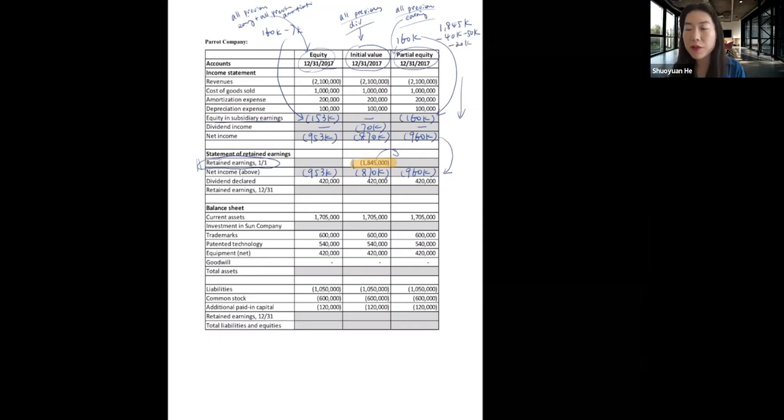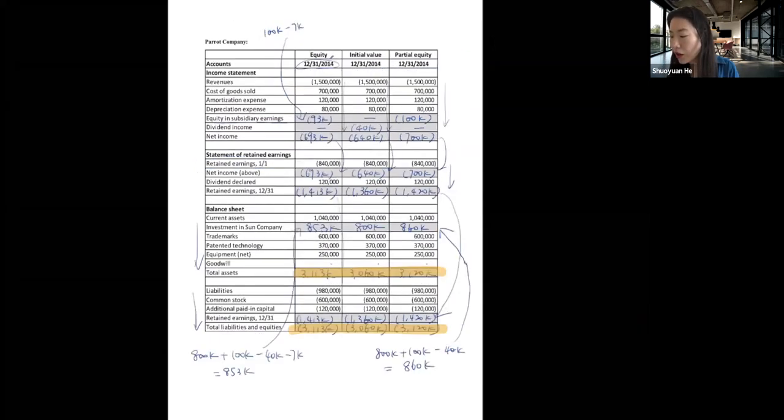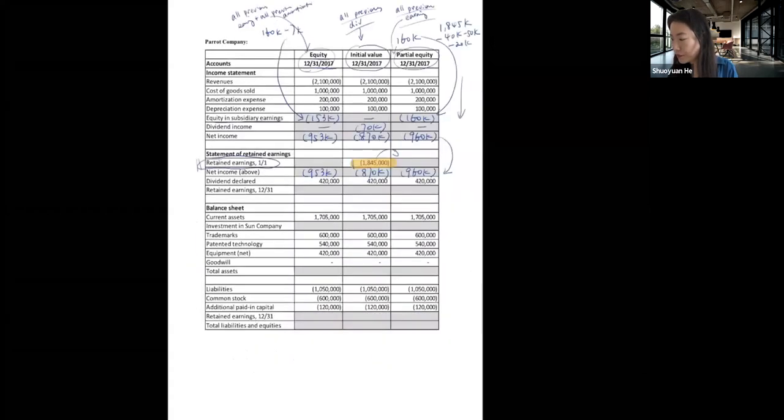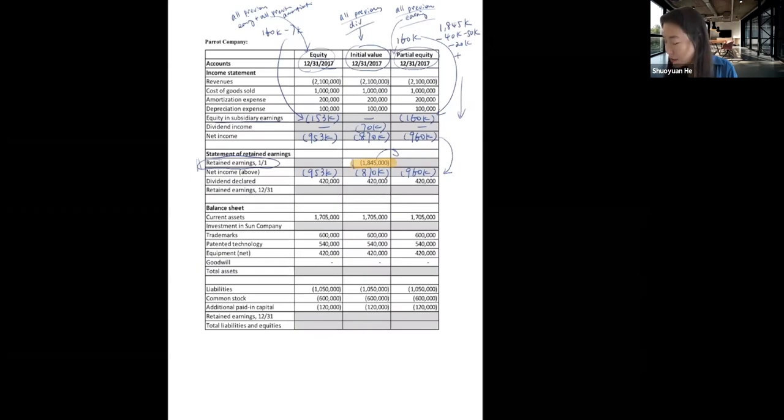We first take out all of the previous years' dividends. And then what we need to do is to add all of the previous years' income. So we need to add this 100,000, 140,000, and 90,000. So add 100,000, add 140,000, and then add 90,000. And this will give you 2,065,000. And this is the retained earnings at the beginning of the year for the partial equity method.